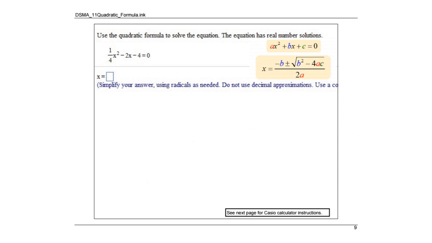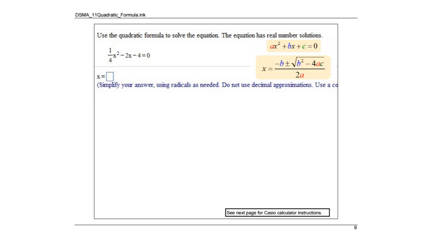All right, let's try another one here. We have used the quadratic formula to solve the equation, and we have 1/4 x squared minus 2x minus 4 equals 0. Now we could put the fraction in there if you want. You could put the 1/4 in for a, you could change it to a decimal and use 0.25, but I think it's easier to get rid of fractions before we put it in the quadratic formula.